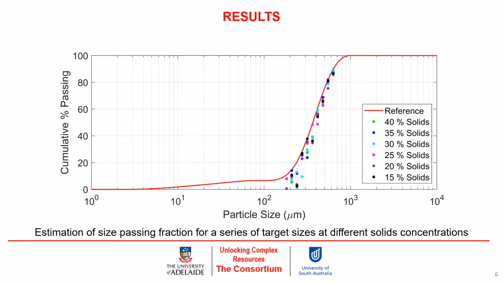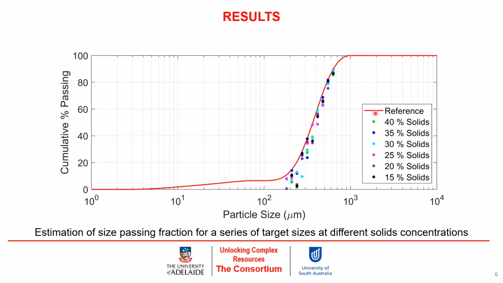Now, the most exciting part. Let's see how our sensor performs. The red curve shows the cumulative percent passing of sand particles we use in experiments, which is done offline using laser diffraction methods with a residual error of less than 1%, so we use it as a benchmark for comparison. Our sensor could estimate the size passing fraction of specified target sizes.